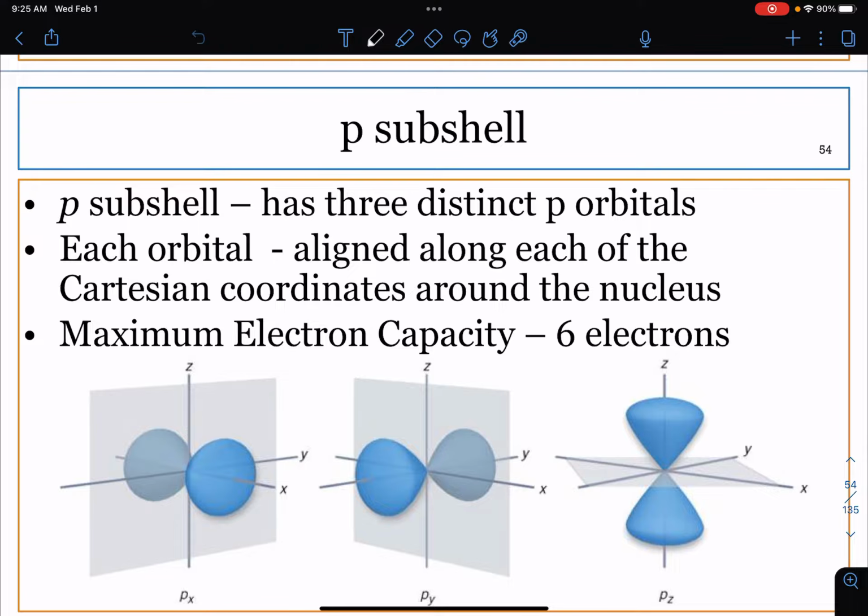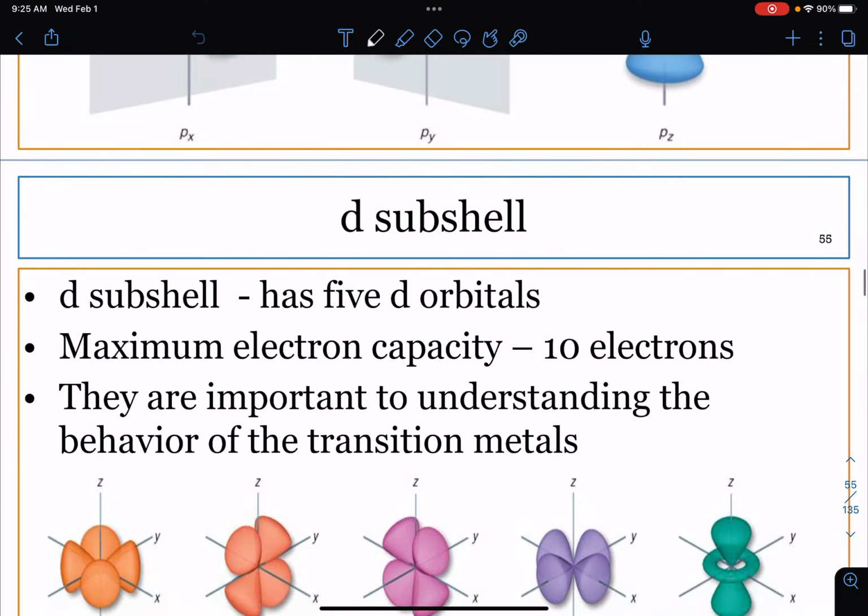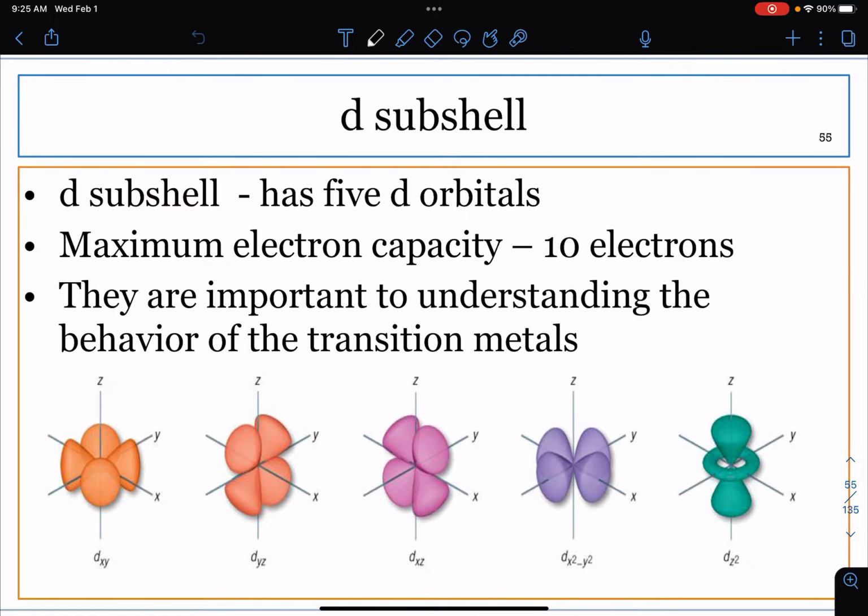The P subshell has a dumbbell shape. There are 3 p orbitals in the p subshell. Since each p orbital can only hold 2 electrons, that means the maximum number of electrons the p subshell can hold is 6. The D subshell has this 4-leaf clover shape. There are 5 d orbitals in the D subshell, meaning the maximum number of electrons the D subshell can hold is 10.